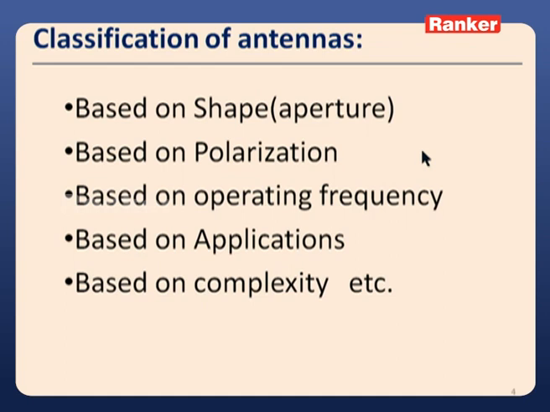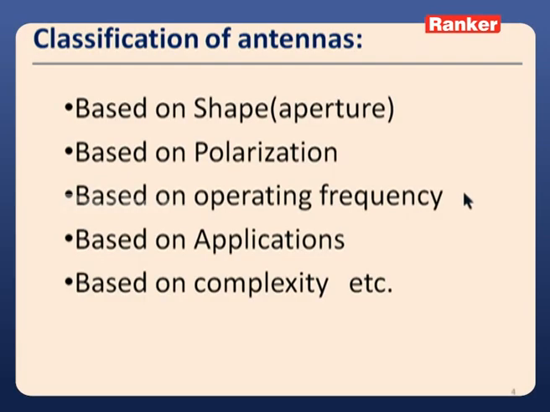And come to the next one, based on applications. The fourth category is based on application. As I said, different applications are there. To receive a TV signal, we require one type of antenna. To receive a radio signal, we require another type of antenna. To receive a cell phone signal, we require one type of antenna. And for radar application, one type of antenna will be there. Like that, different antennas will be classified and manufactured, purely depending upon their applications.